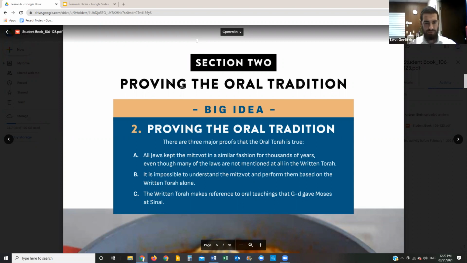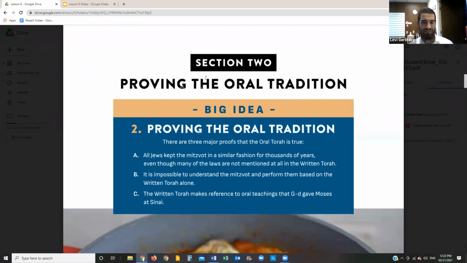Very good. So we're going to explain these three ideas. They all entail a lot of details, but this is just to give us an idea of how the second section of this class is explaining the proof that we know the oral Torah is true.